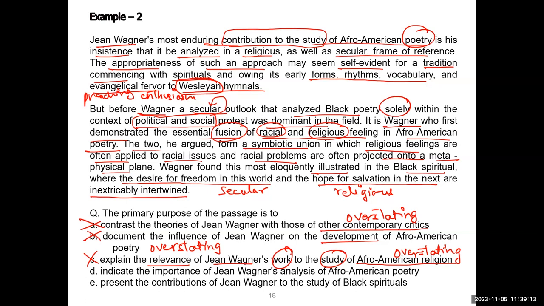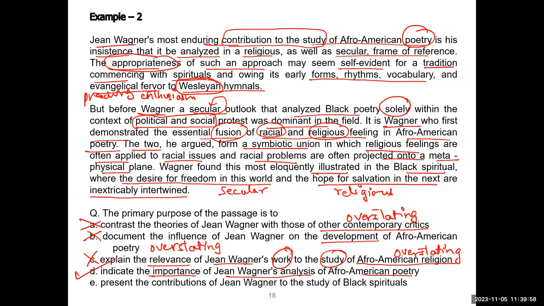What about D? The primary purpose is to indicate the importance of John Wagner's analysis of Afro-American poetry. So the author is trying to tell you that whatever analysis John Wagner has done of Afro-American poetry, it is important. Can I mark number D as the answer? Yes, about number D is right. So the author is saying whatever analysis John Wagner did of Afro-American poetry, it is appropriate. So number D is correct. There is nothing wrong in number D.